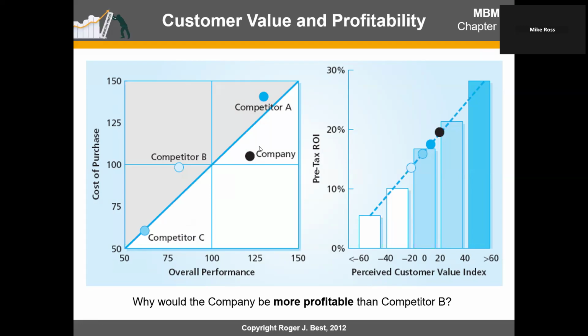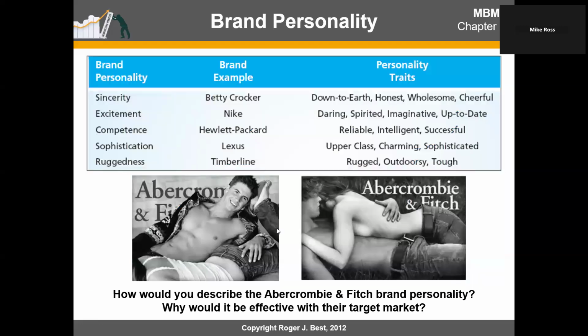Again, we can look at these customer value maps and impute some of these perceived customer value indices. This bar chart is simply a spin-off, if you will, of looking at customer value in a bar chart form versus on this two-dimensional map. So there are lots of ways we can do this.